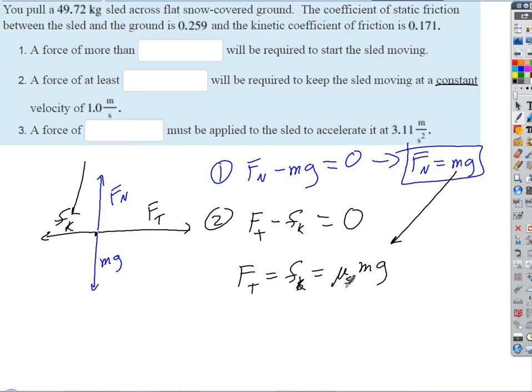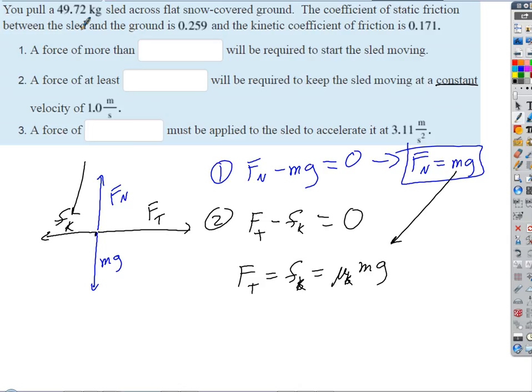And so then the tension now would just be the kinetic frictional force, which is 0.171, slightly less, right? 0.171 times m times 9.8, right? A little less force is required to slide the sled at constant speed than to break it free, right? Remember, that's how anti-lock brakes work.